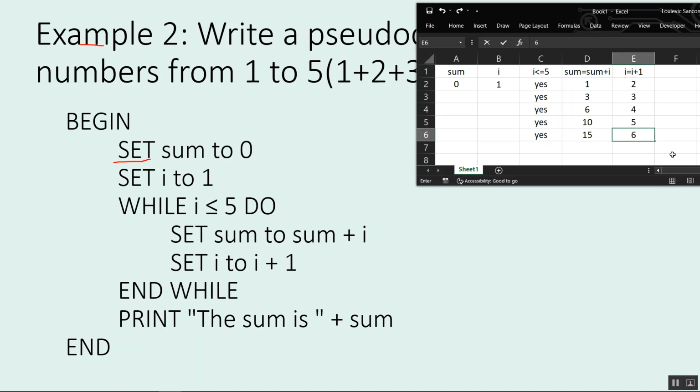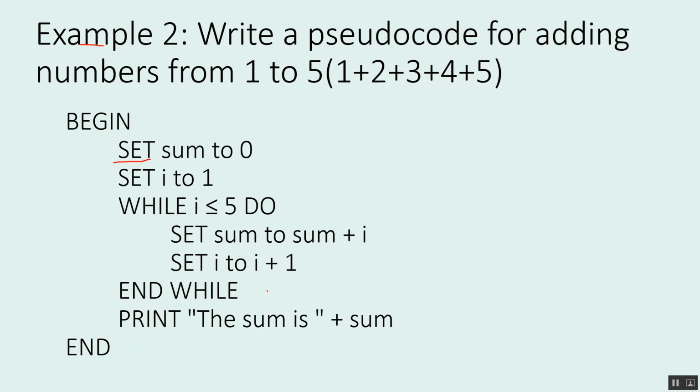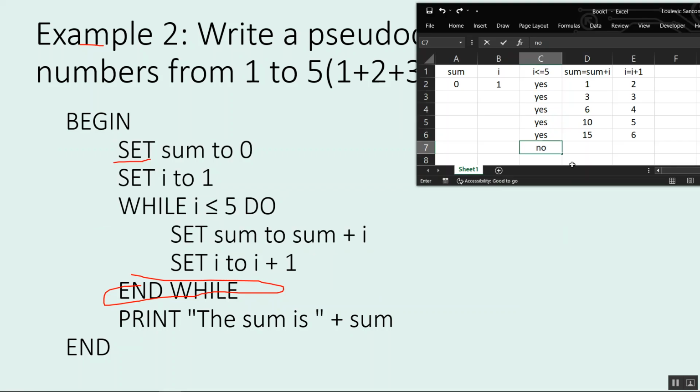Okay? So we will go again to our while loop. So is I, which is 6, less than or equal to 5? No. So that's the time that we ended this while loop. Okay? So that's why we end this while loop. So after that, we print the sum is plus sum. Okay? So the current value of sum is 15. So 15 will be displayed on this pseudocode.